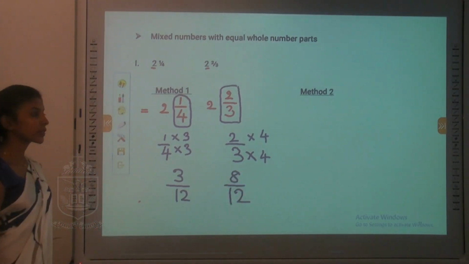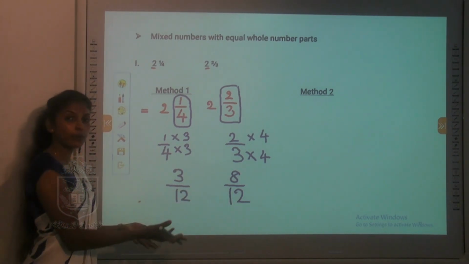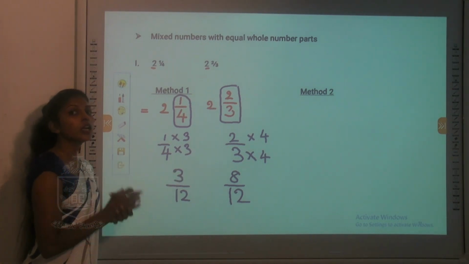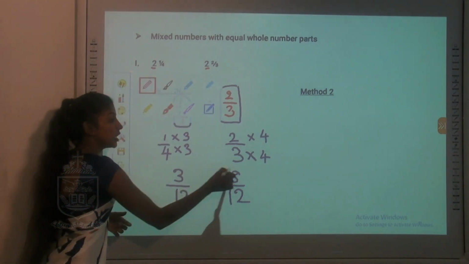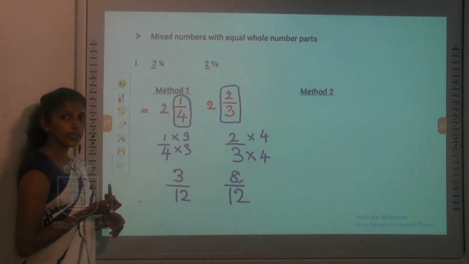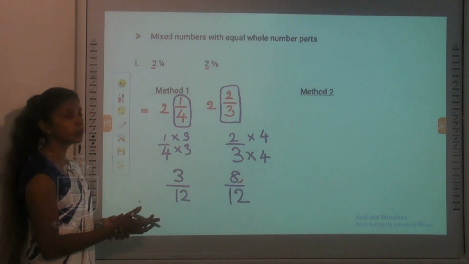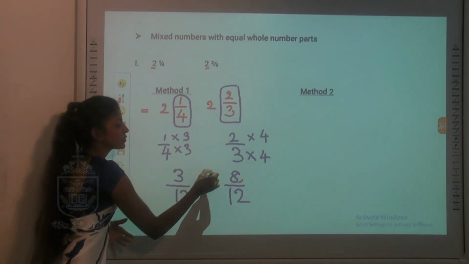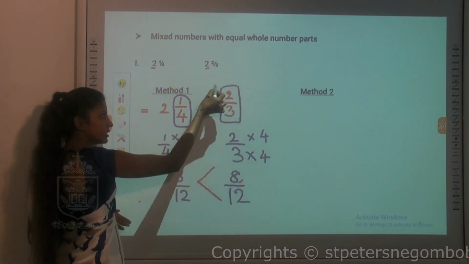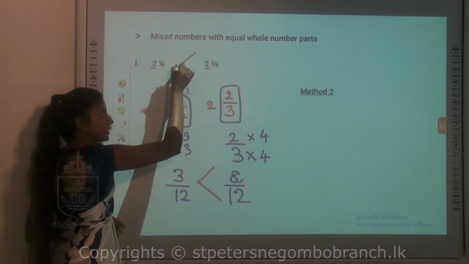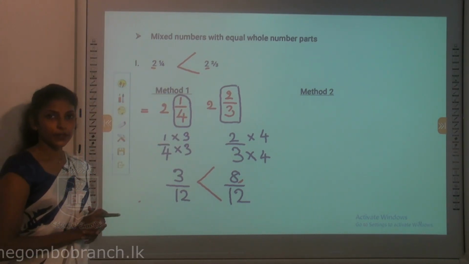Now which is large? Now both fractions have the same denominator, so it is easy for us to compare. What you have to do is look at the larger numerator value. If the numerator is large, then that fraction or that mixed number will become the larger mixed number. So this part is the large. So 8 over 12 belongs to this mixed number, which means this mixed number is large when compared with the other mixed number. Okay.